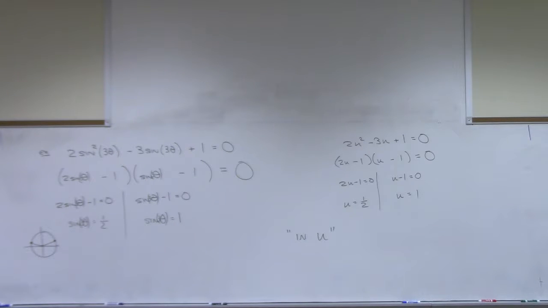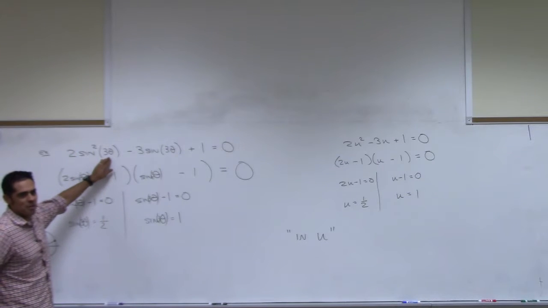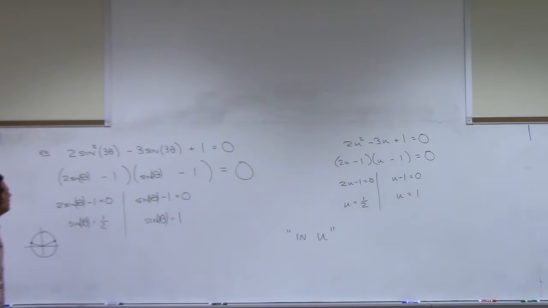Y'all understand why those have to be there, right? The 3 thetas? That's the argument, right? I can't just all of a sudden change the argument from 3 theta to theta.